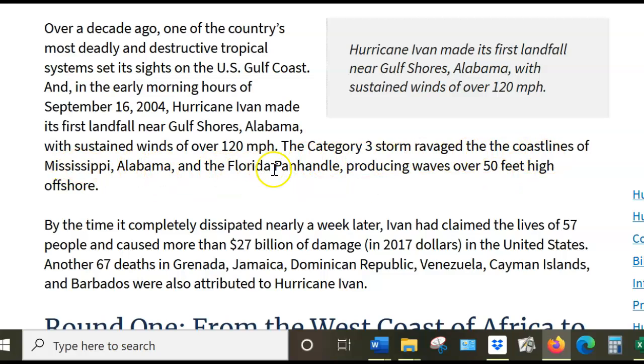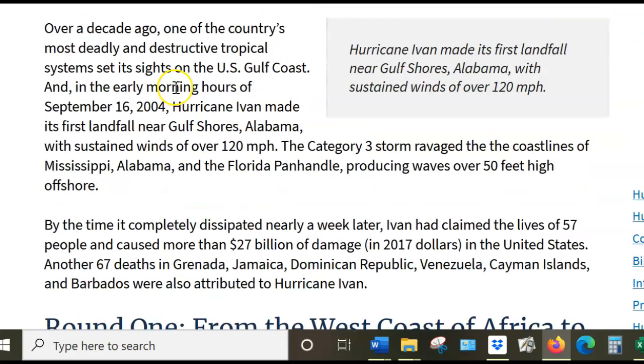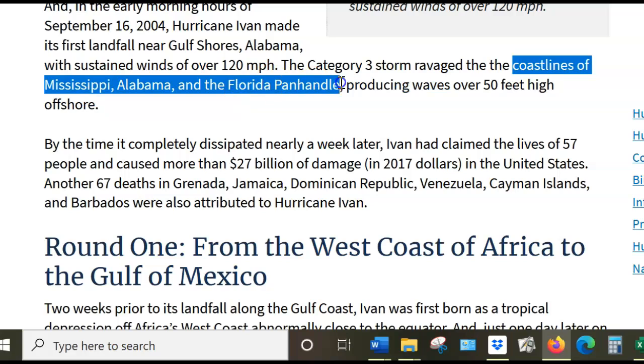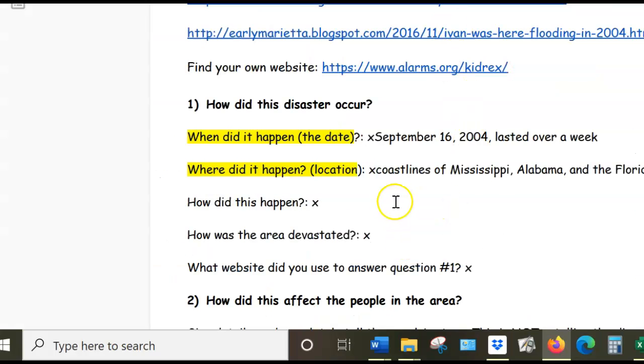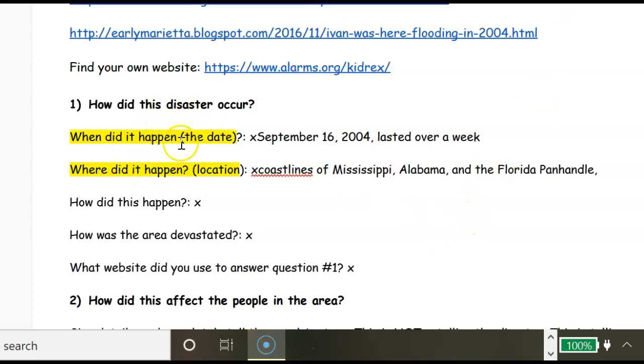Mississippi, Alabama, and Florida. Because then it says at the end, it did all these other places: Grenada, Jamaica, Dominican Republic, Venezuela, Cayman Islands, and Barbados. Those aren't part of the United States. So now I can take the coastlines and the Florida Panhandle. I'm going to just copy that because it's just information. I'm going to put that in my own sentence later on. I'm going to put that right there. Now, let me just move this over so you can see what I did. So there it is. I have done my information.